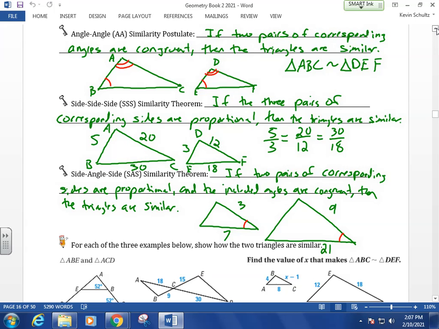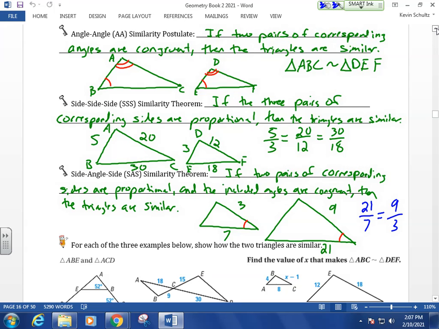Give me 2 ways that we can prove that those corresponding sides are proportional. 2 ways that we can do it. Sebastian, one. Give me 1 way we could set up a proportion. How? Do the same sides. Do 21 over 7 and 9 over 3. So 21 over 7 is equal to 9 over 3.